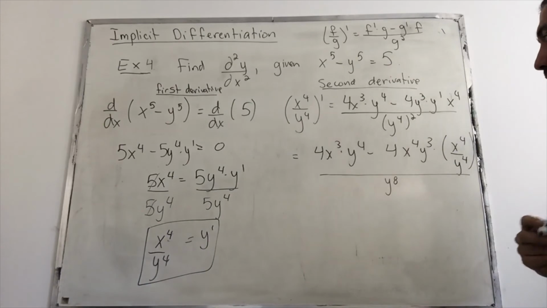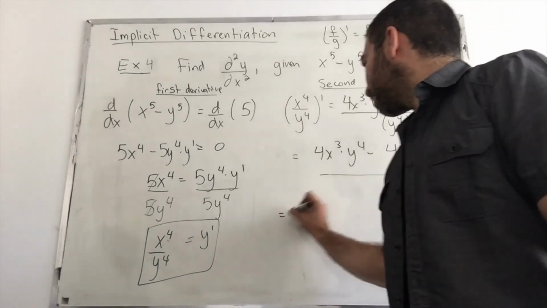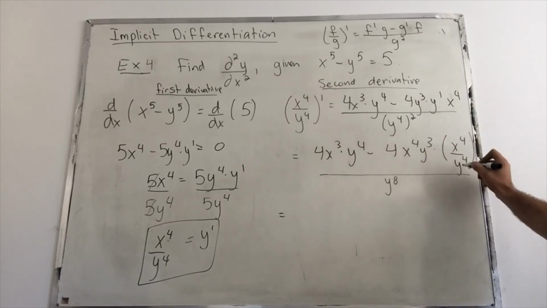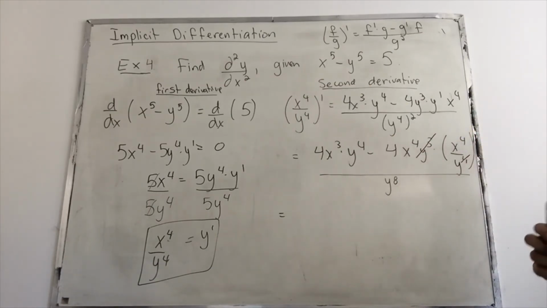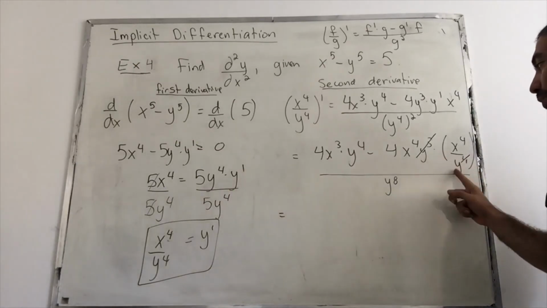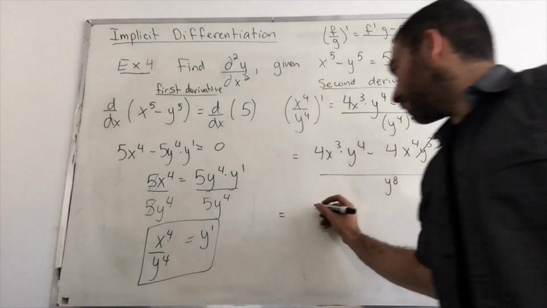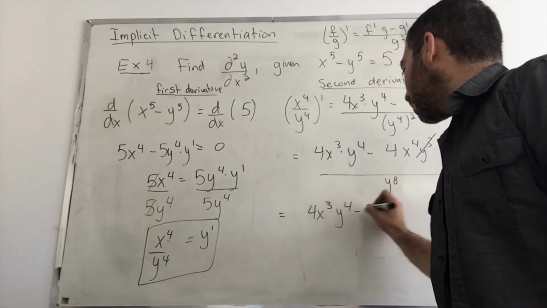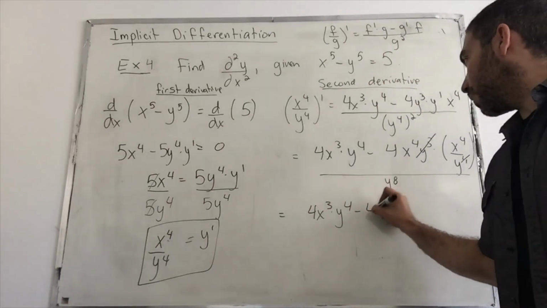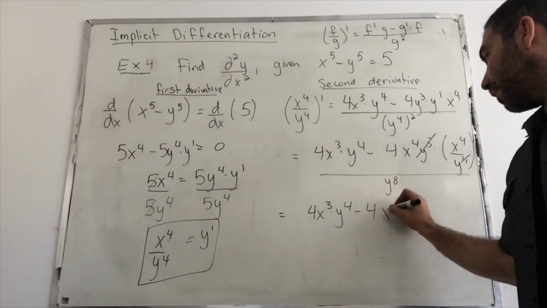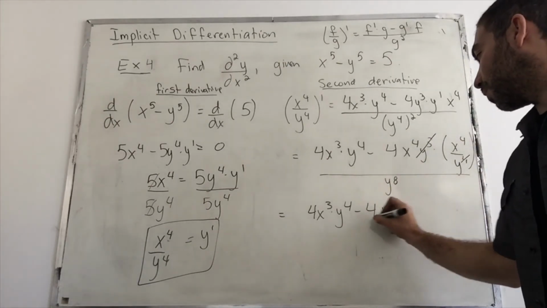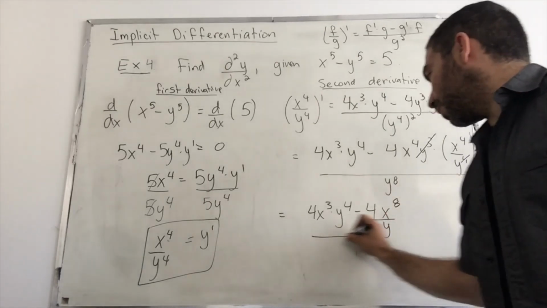Let's keep going. On the top, we could cancel out. We have a y cubed here and a y to the 4. So if we have 3 of them on top, we cancel with 4. So we're left with 1 on the bottom. This gives us 4x cubed times y to the 4 minus 4 x to the 4 times x to the 4, that's x to the 8 over y. All this over y to the 8.